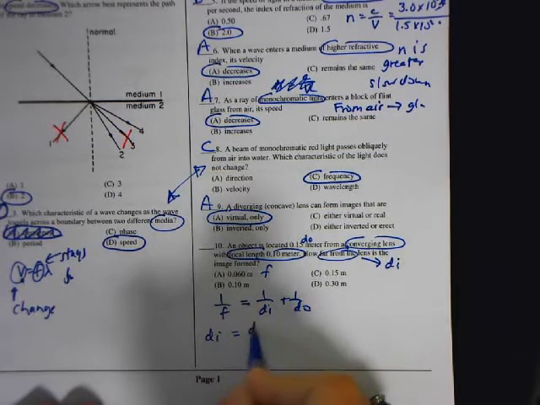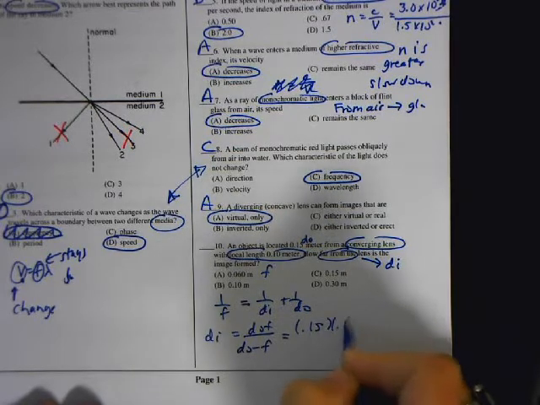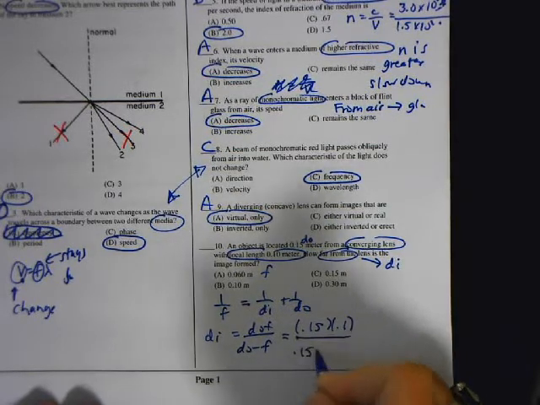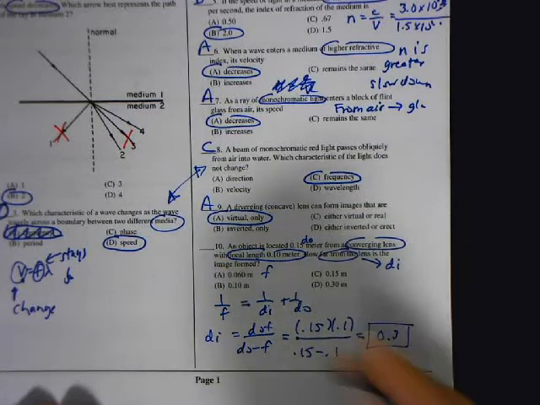DI is equal to DOF over DO minus F. So it's going to be 0.15 times 0.1 over 0.15 minus 0.1. So when I do all the math, this comes out to be 0.3. And that would be choice D.